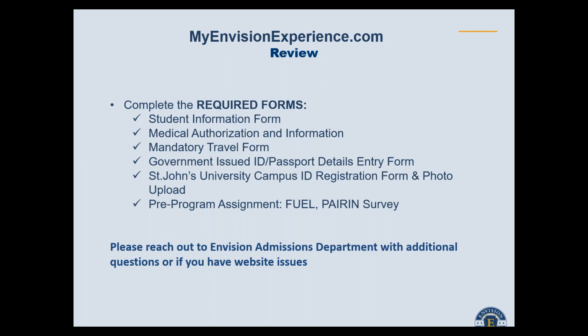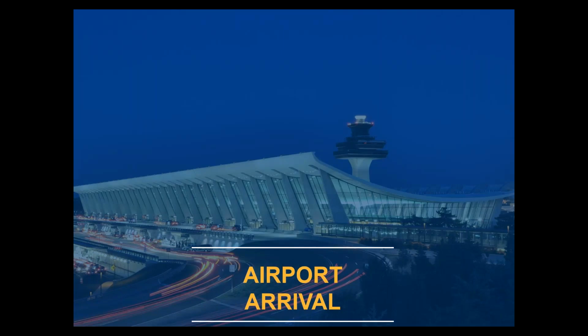So let's have a quick review of the required forms I just covered. All of these are very important: student information form, medical authorization and information, mandatory travel form, government-issued ID or passport detail entry form, St. John's University campus ID registration photo upload, and lastly, a pre-program assignment including the FEAL and parent survey. Please reach out to our admissions team with any questions if you have any issue when you accept all of these forms on your portal. Let's cover the next one, airport arrival.